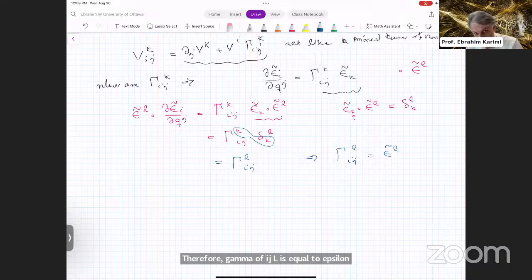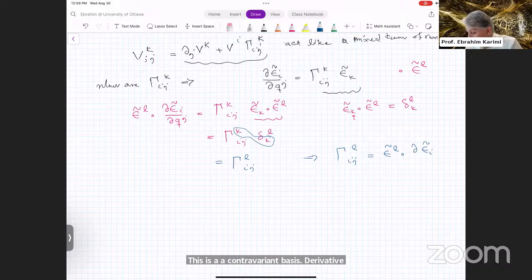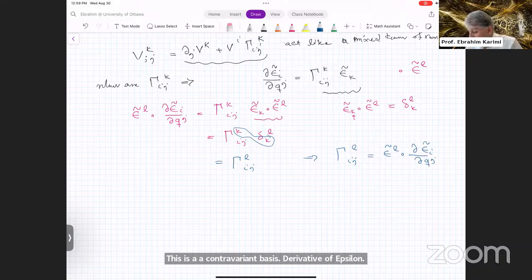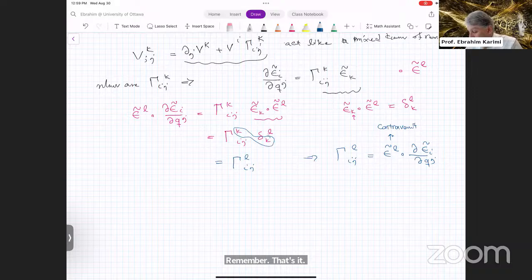Now this is a contravariant basis, the derivative of epsilon I with respect to Qj. Remember, that is the contravariant basis vector, and that one is the covariant basis vector. Okay.